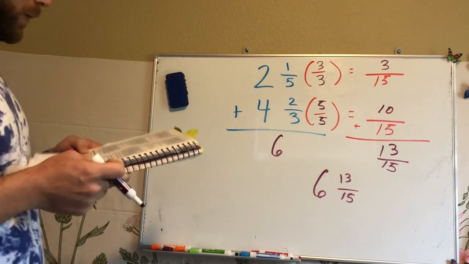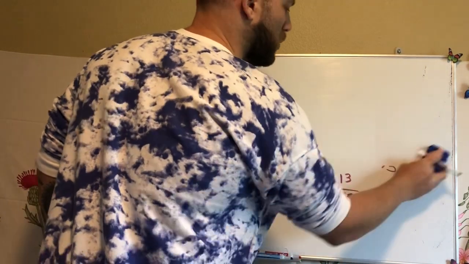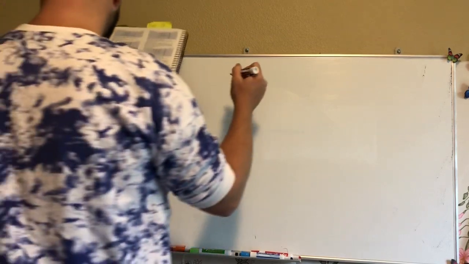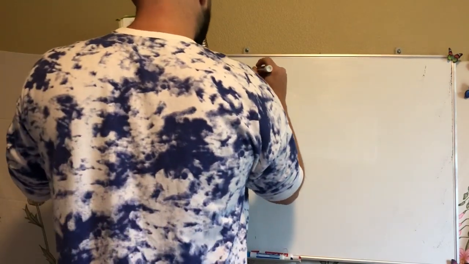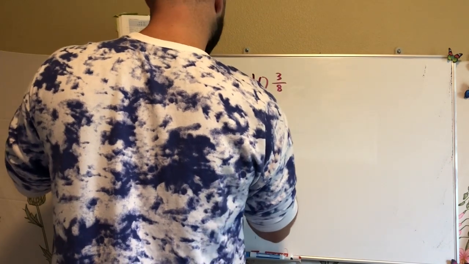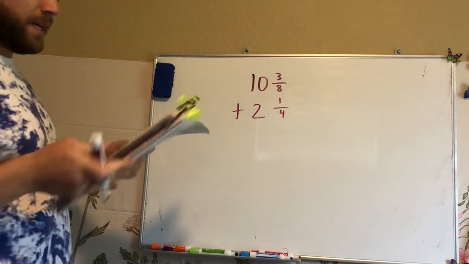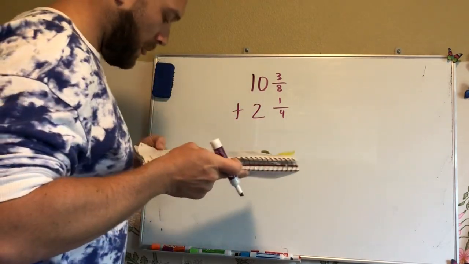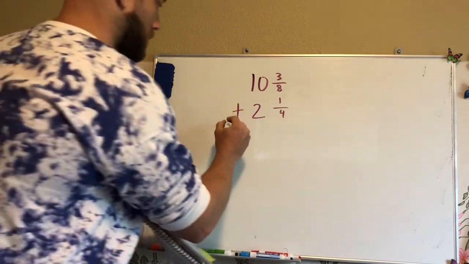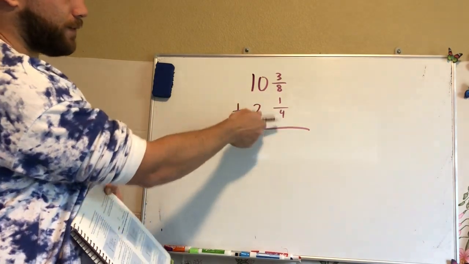I want you to find part 3 in your workbook. Let's practice these. We'll do probably 2 together, and I'll have you do 1 on your own. So, part 3 in your workbook. Problem A says 10 3/8 plus 2 1/4. Uh-oh, denominators aren't the same again. So, these are like the problems we just worked. I'll read it again for you. 10 3/8 plus 2 1/4.